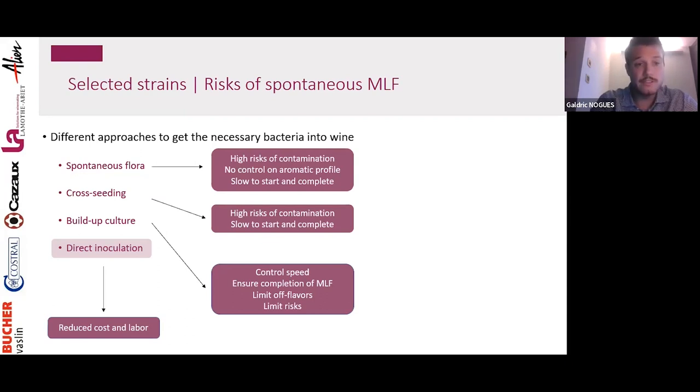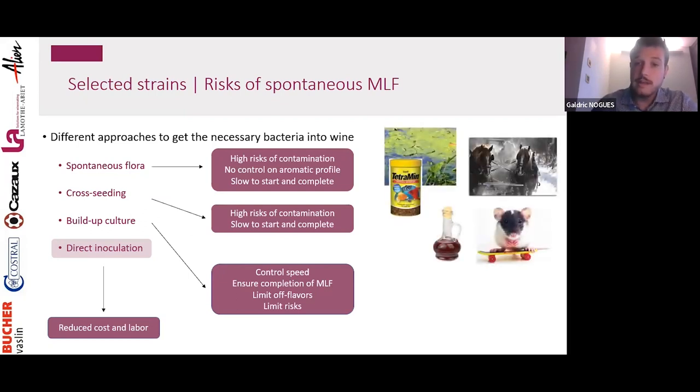Then you have buildup cultures and direct inoculation. This is the case when you use selected strain. It is very interesting to use direct inoculation because you reduce the cost and the labor. And you avoid, of course, by ensuring a good fermentation, a safe fermentation, any spoilage in terms of aromatic. So this kind of aromas of mouse and so on.